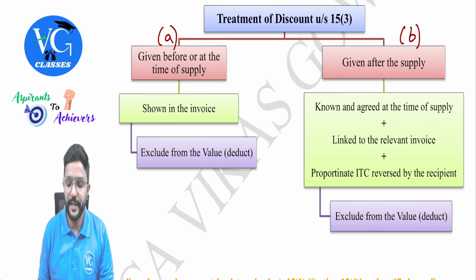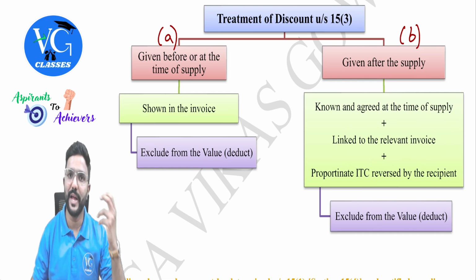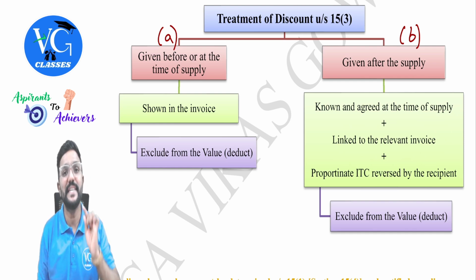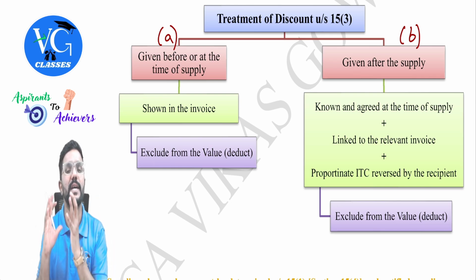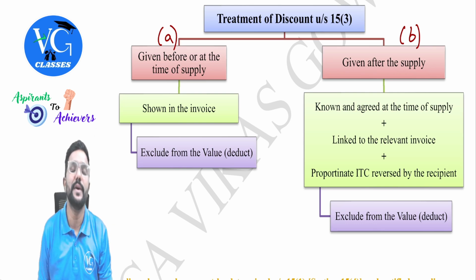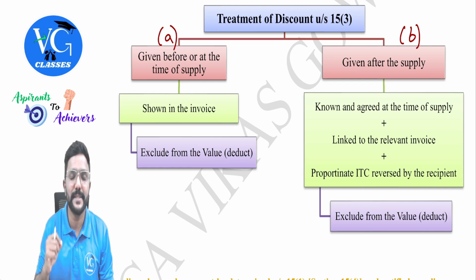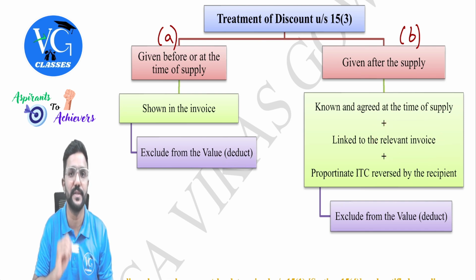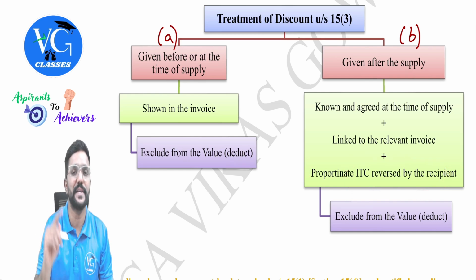Yes, sir. Then it should be linked to the relevant invoice. Guys, supply would have already taken place, so invoice also would have already been issued. But now, if the supplier is giving a discount to the recipient after the supply is made and after the invoice is issued, then he should issue a document called credit note linking to the respective invoice. So that discount amount which the supplier is passing to the recipient through credit note has to be linked to the relevant invoices which are already issued. Okay, the last one is the proportionate ITC, that is input tax credit, has to be reversed by the recipient.